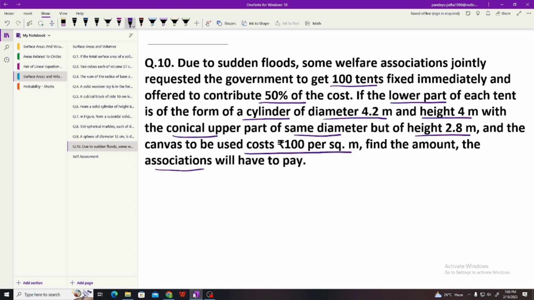So here, 100 tents are to be made. So let's draw the figure for the tent. The lower part of the tent is the cylindrical part.